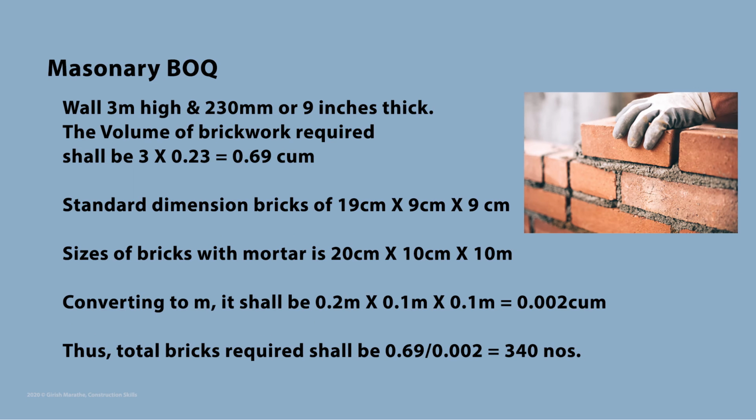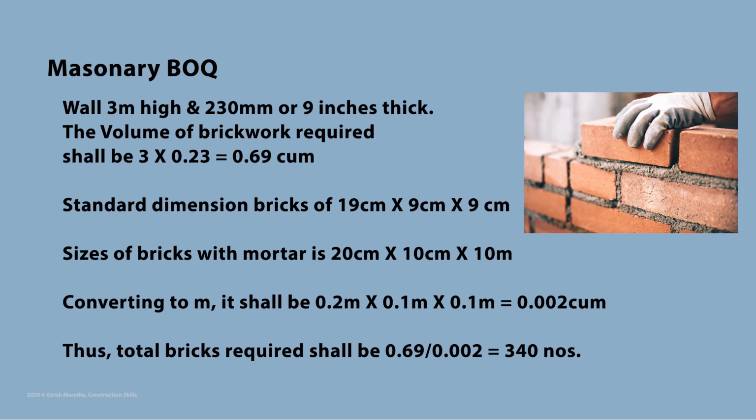We will now check how to calculate BOQ for masonry works. We will check by example of brick masonry. Suppose we have to build a wall 3 meter high and 230 mm thick or 9 inches thick. The volume of brickwork shall be 3 multiplied by 0.23, which is 0.69 cubic meters.